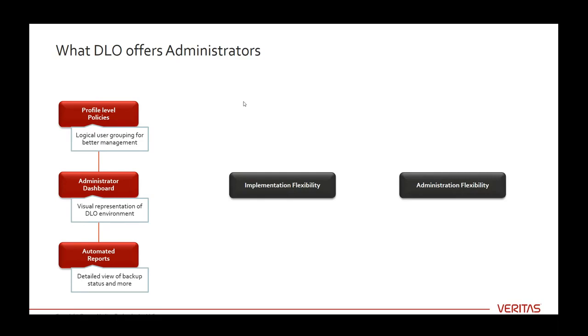And a visual representation of the DLO environment. For example, you have tens or hundreds of branches across the world and you want to manage everything from a centralized location. Yes, you can manage, and you also get a visual representation: this particular branch from Chicago, this from Washington, this from London, this from Kenya, this from Nigeria. You get a detailed view of backup status and more. Then automated reports: everything happening in your DLO environment gets recorded in the logs for future use.